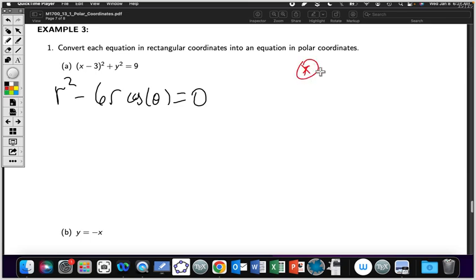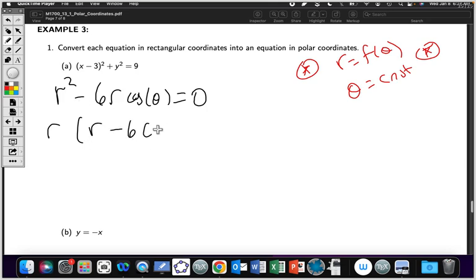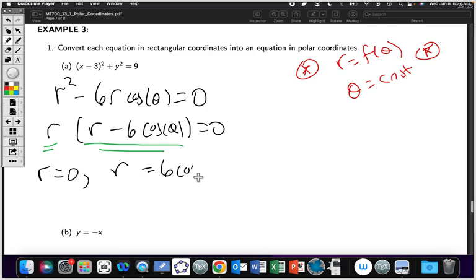Now, in much of what we do with graphing polar, you're either going to get r as a function of theta, or theta is a constant. We're not going to see theta as a function of r too much. So when you get down to this, we want to look to solve for r. So notice we could factor an r out of both of these terms. If I think about solving for r, and as fate would have it, I have two things multiplied together that give me 0. So either r is 0 or r is 6 cosine theta.